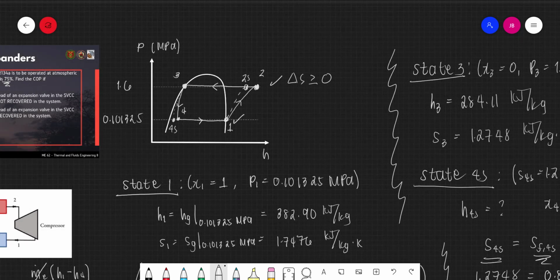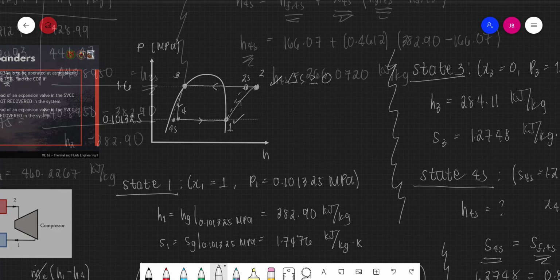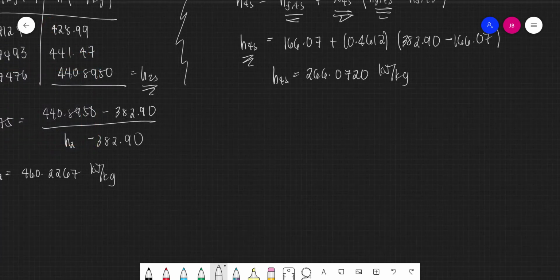Kung babalikan natin ang pH diagram, makikita natin na ang process 3-4 ay isang non-isentropic expansion process. Given this, pwede natin gamitin ang isentropic efficiency formula for expander para ma-solve ang state 4. We have eta E, which is the expander efficiency, and it is going to be equal to the actual work in the expander divided by the ideal work in the expander. So we have H3 minus H4 divided by H3 minus H4S.